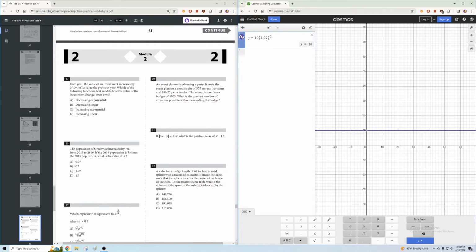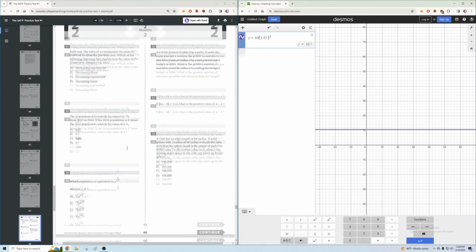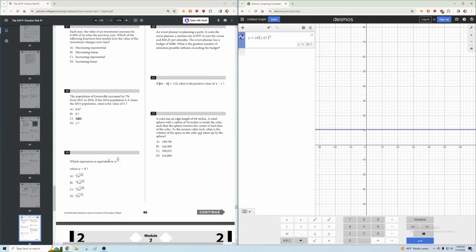Because technically you can say at year 0, you're at a population of 10. At year 1, you're at a population of 10.7, and then you can create that ratio. Yeah, I wouldn't use Desmos on this one. This is just understanding. I mean, the choice is still choice C here, this 1.07, but I wouldn't say Desmos is a good tool to use on this one. Here you can, I think.